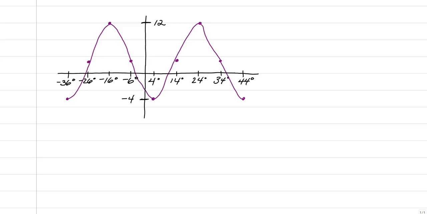So I would like you to pause the video and write a sine or cosine wave, whatever one you want. You want to challenge yourself, write one of each. And then as soon as you're ready, click play and we'll see how it went.